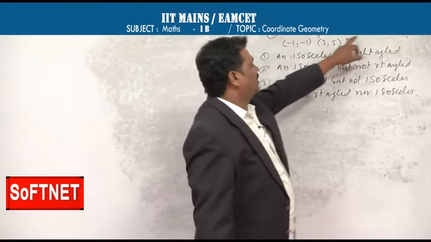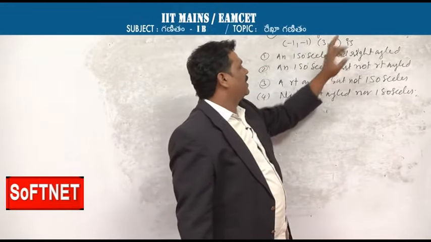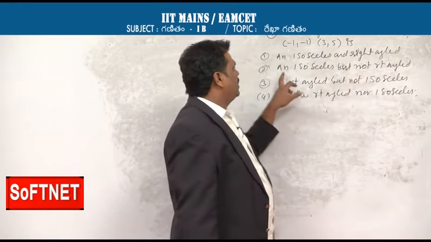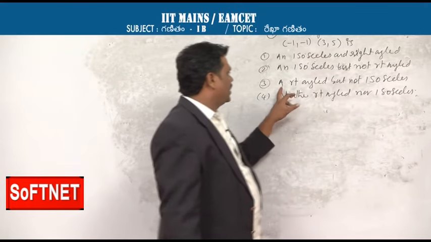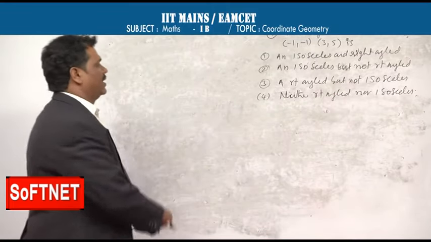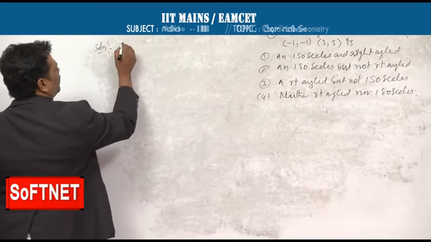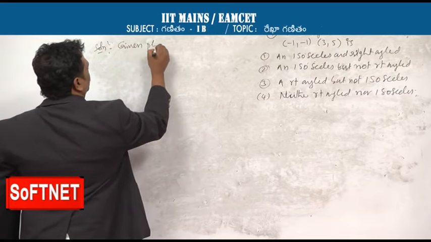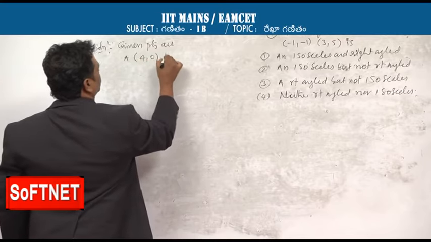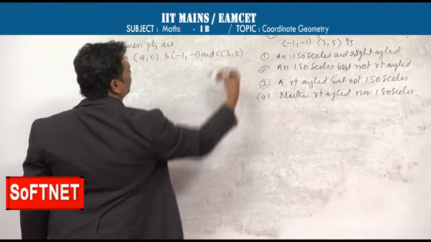A triangle with vertices A of 4, 0 and B of minus 1, minus 1 and C of 3, 5. Do these 3 points form an isosceles and right angle triangle, an isosceles but not right angle, a right angle but not isosceles, or neither right angle nor isosceles? So let us verify. The given points are A of 4, 0, B of minus 1, minus 1 and C of 3, 5.